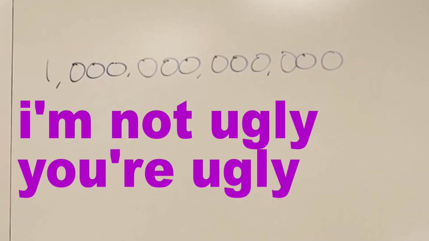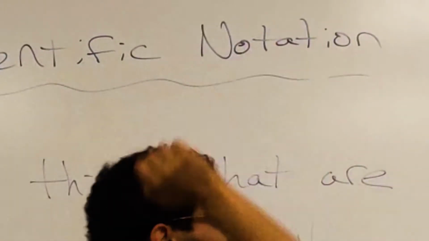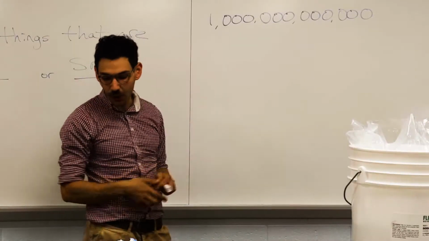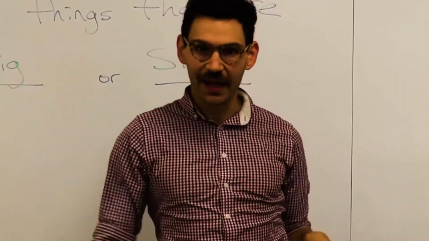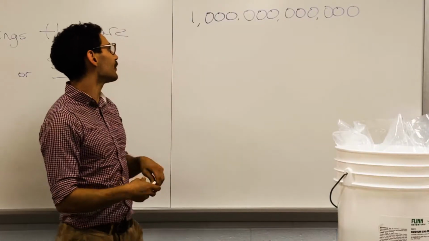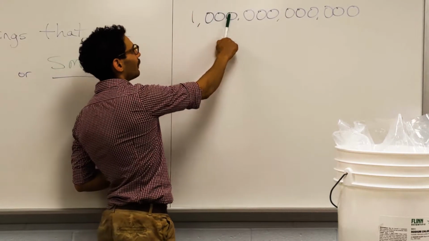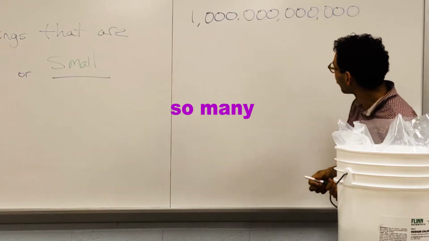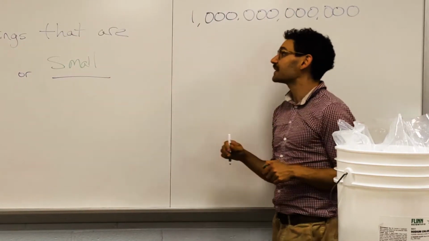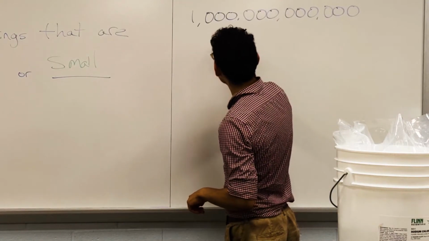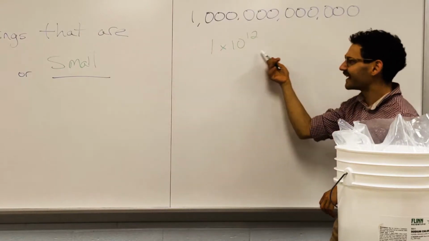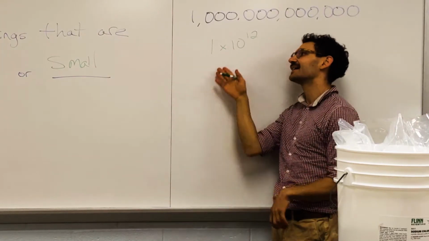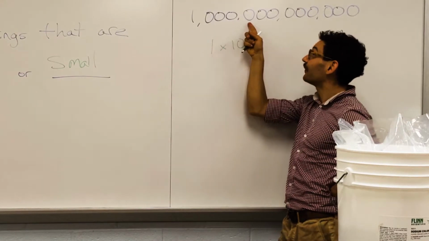And with scientific notation, we can write this in a much more concise fashion, in a smaller, more cute, simplified way. So instead of writing 1 followed by this many zeros, what is that, 12 zeros? I could express this as 1 times 10 to the 12. And look how much less space that takes up. Isn't that nice? You don't have to count zeros too.